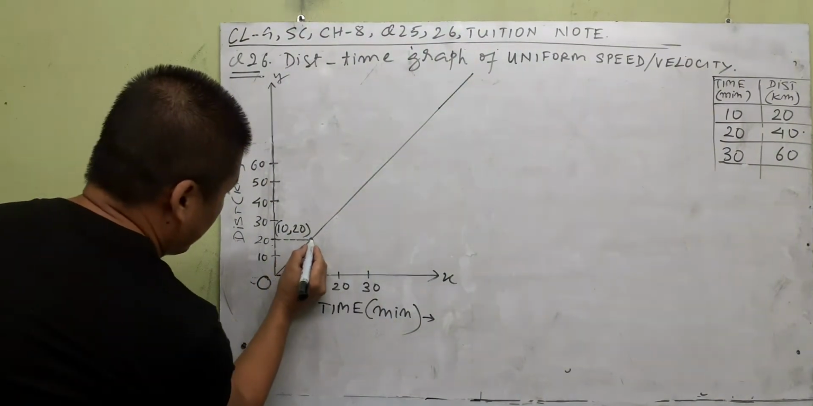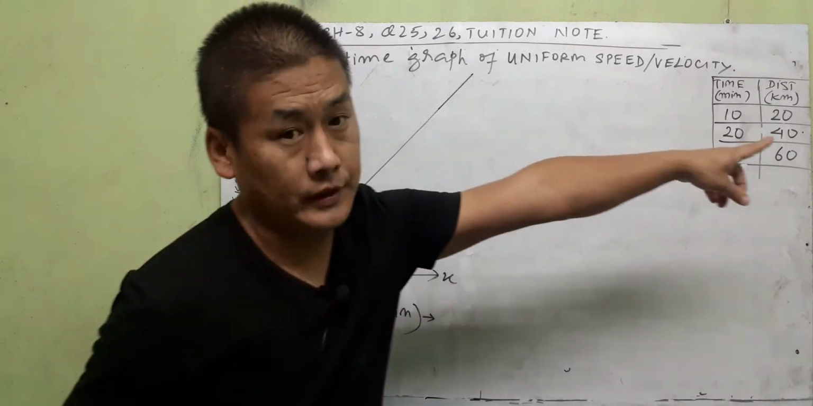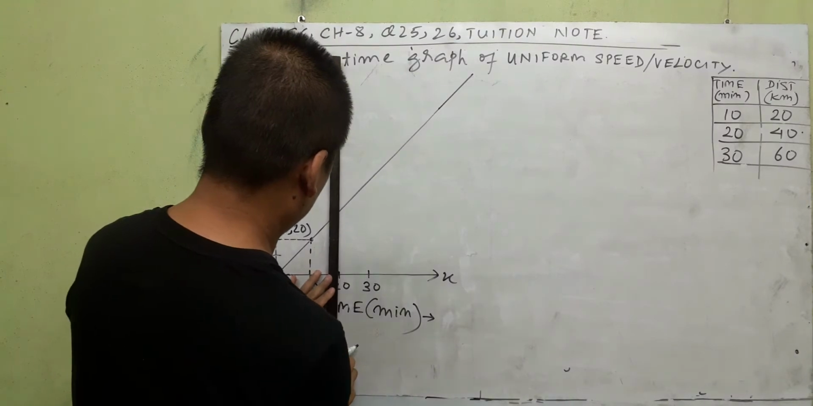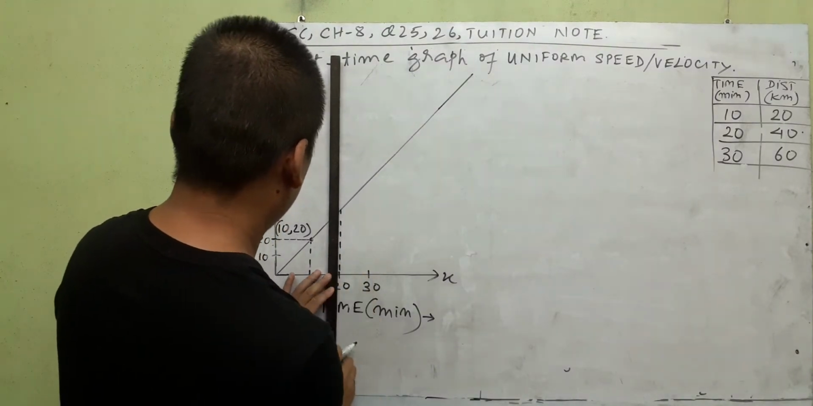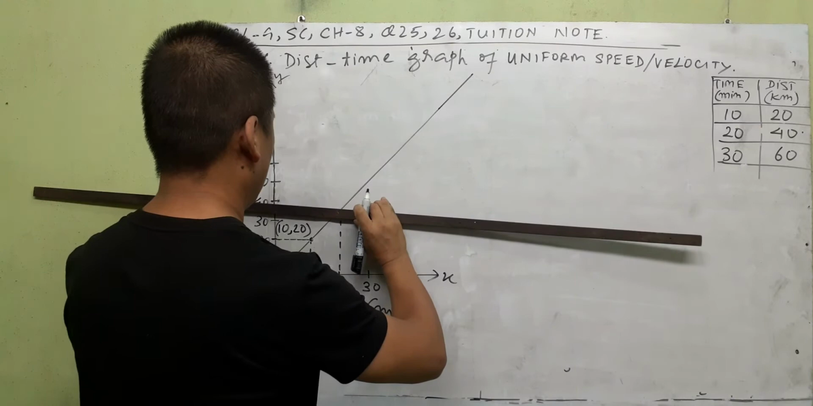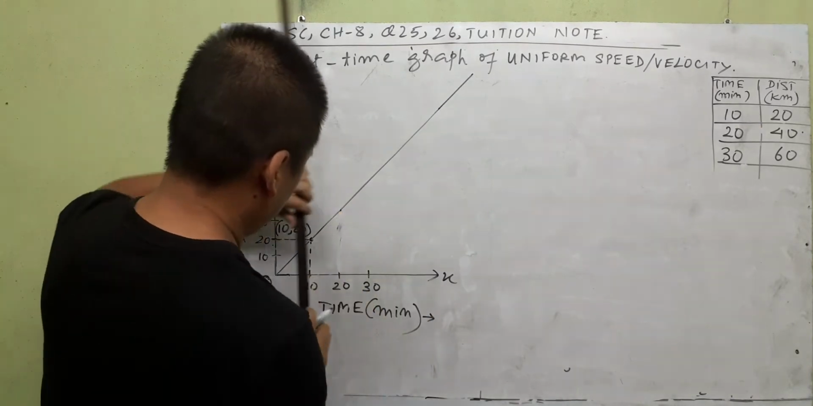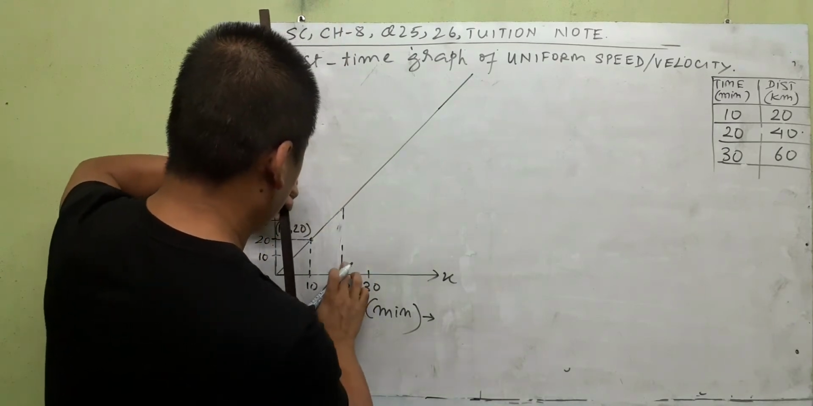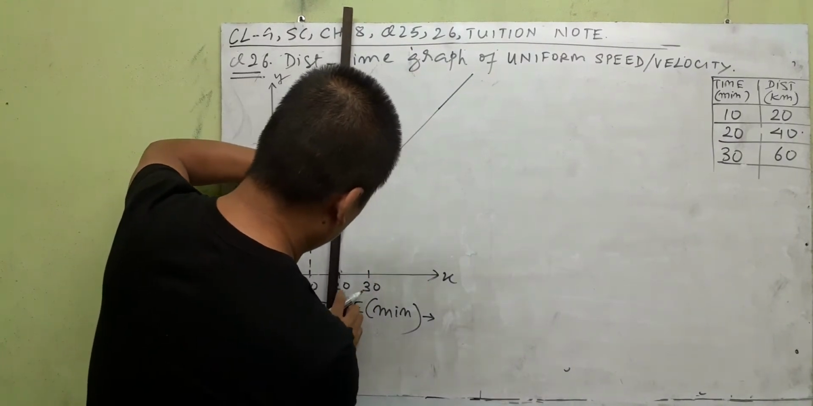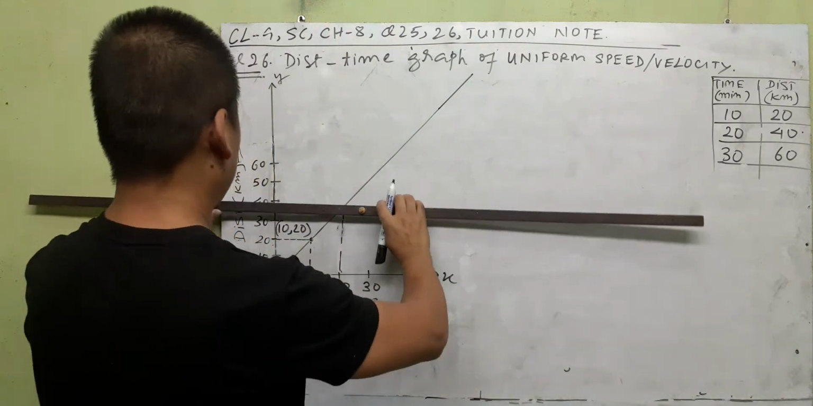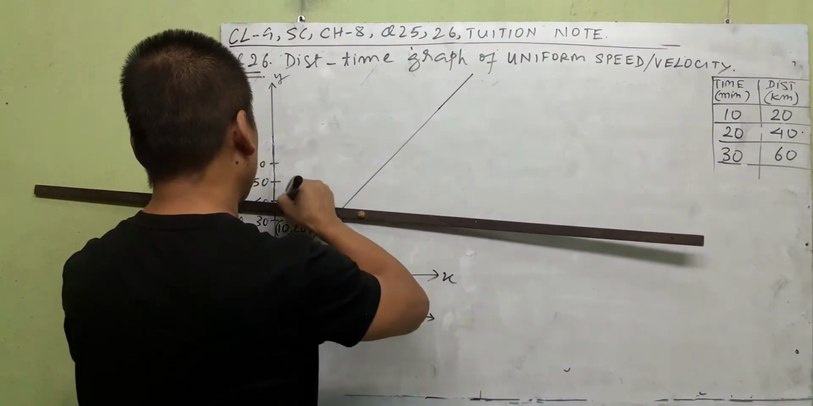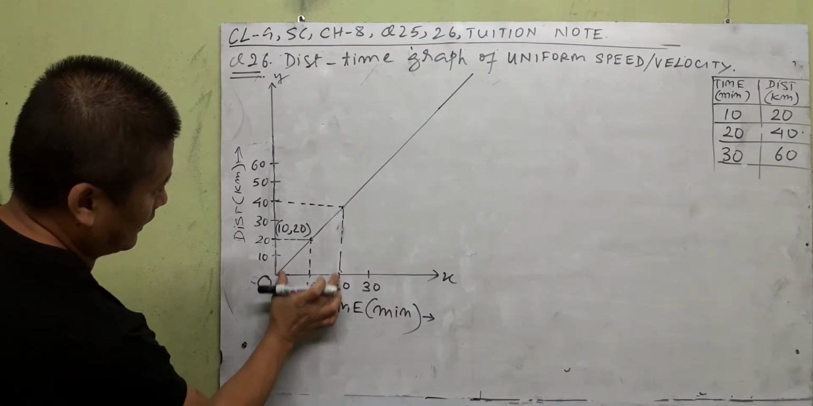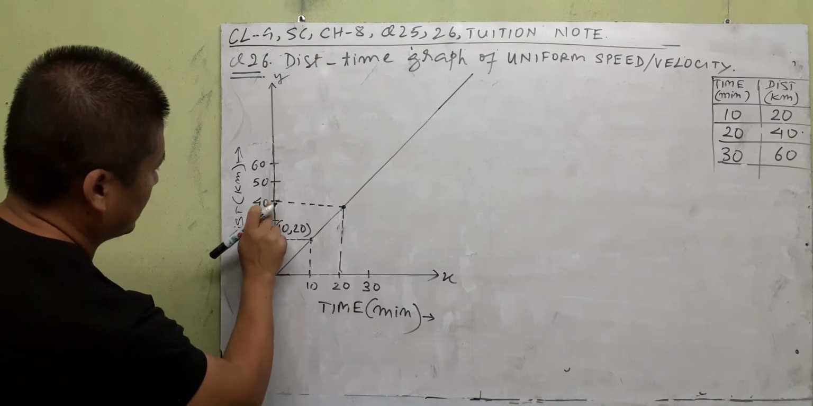So this is the first point of plotting coordinate. Then the next is 20, 40, as you can see. So 20 here and 40. So let's do that. Wait a minute. 20 and 40. It's a little difficult to get accurate, okay? So this is the point, 20 minutes on the x-axis, this point, and 40 kilometers on the y-axis.